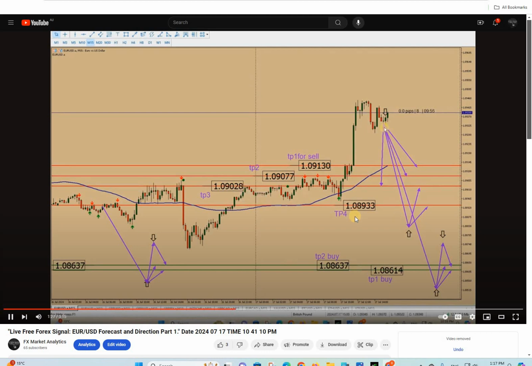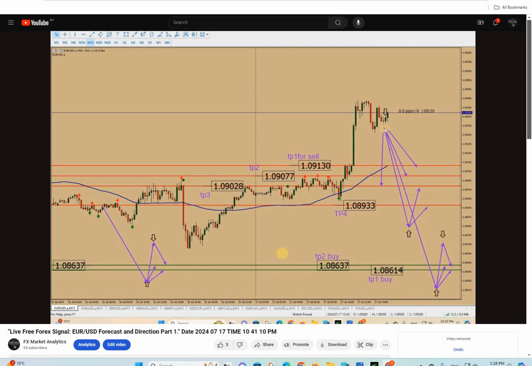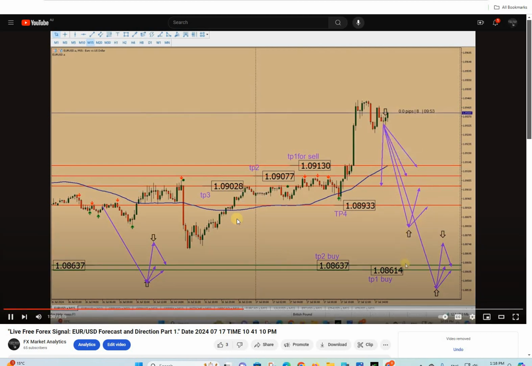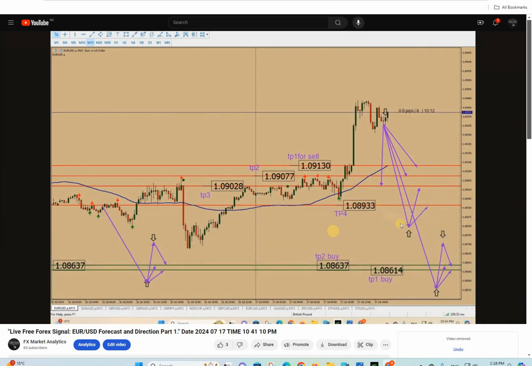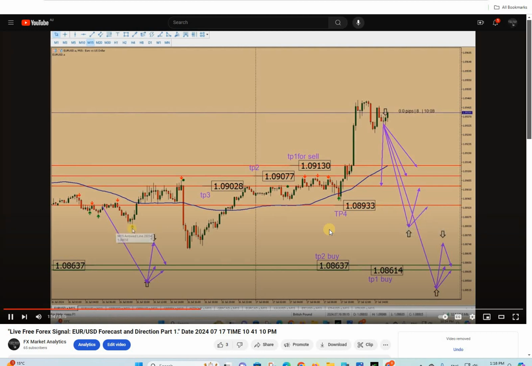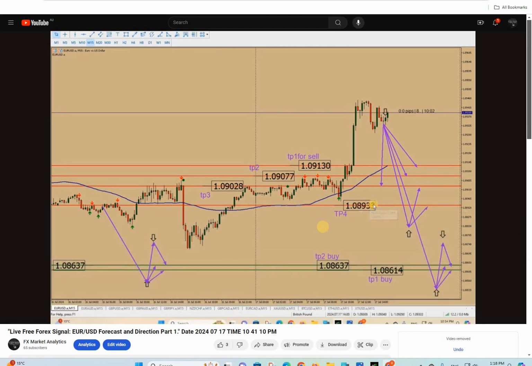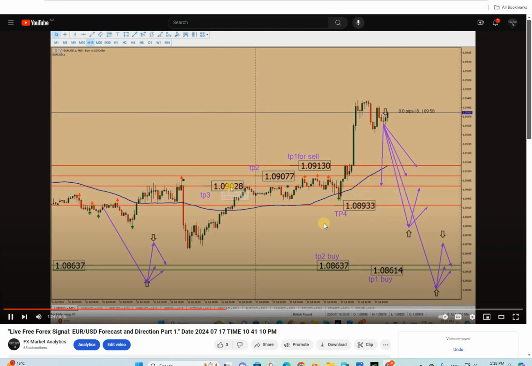1.092028. But if price keeps continuing down and passes these two green lines, TP1, TP2, TP3, and the final one, TP4, and if price passes this and comes into this area, and if we get a green signal, we have an opportunity to buy again to this level of 1.08933 and also this level of 1.092028. Okay, this is what I have said to you guys.